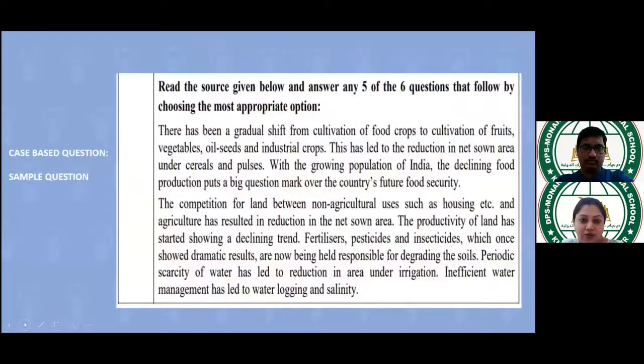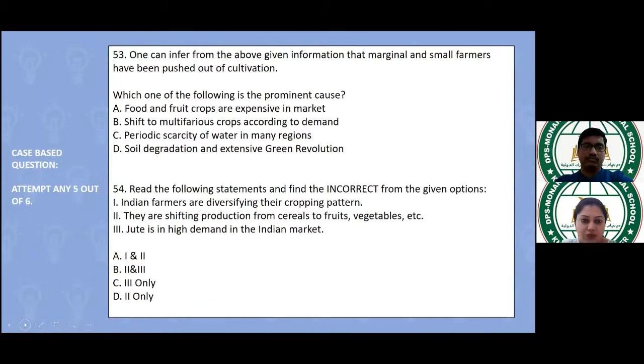Next, we have a sample of case-based question, as in the rest of the subjects, similar to the other subjects as well. Here we have a sample case-based question based on geography. However, case-based question can be from any of the components of SST, not specifically from geography. Next, we can see the options.